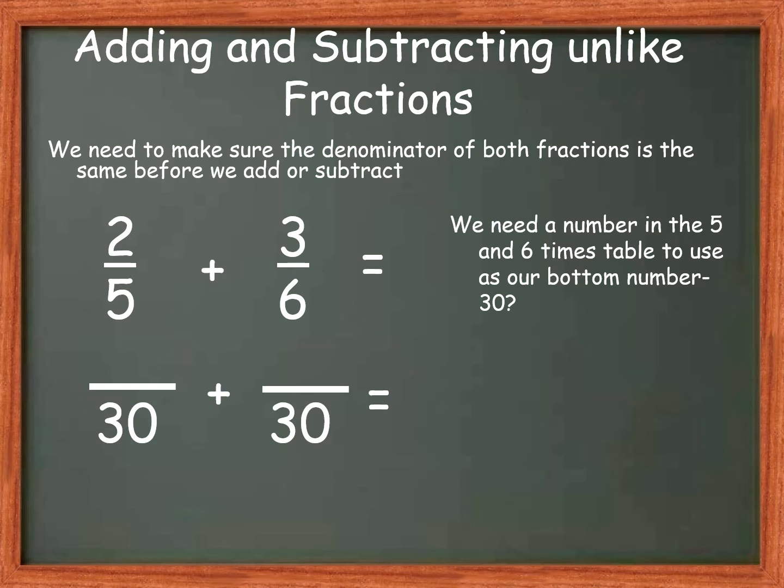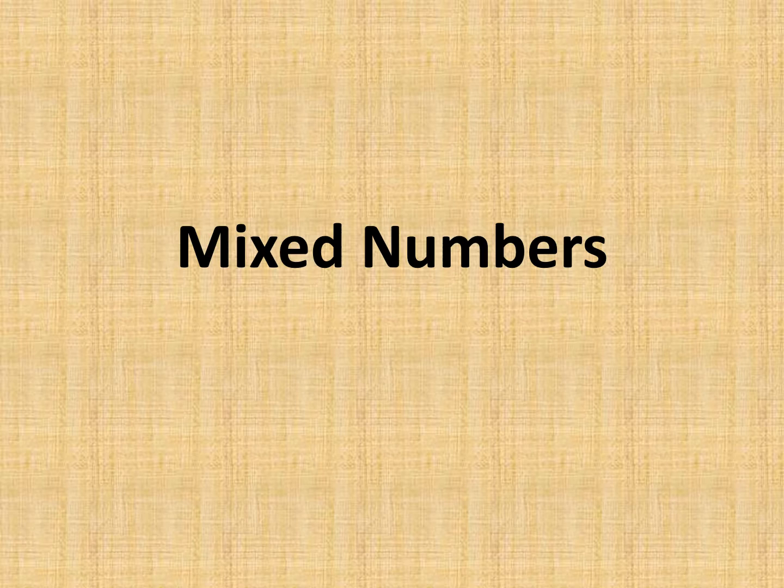You will get 30, so 2 times 6 is 12, 3 times 5 is 15. Now we've got 27 over 30, and then we can simplify it by 3 to get 9 over 10, which is 0.9.